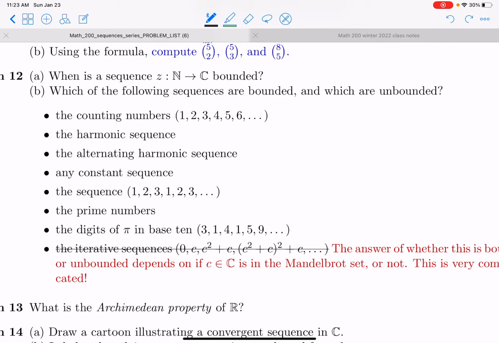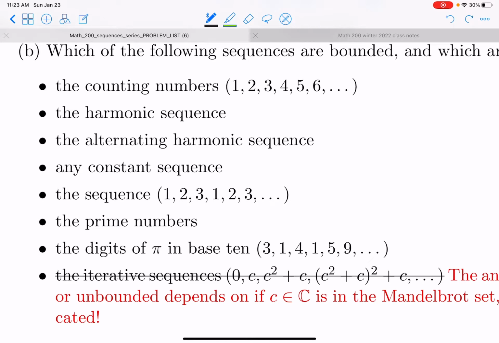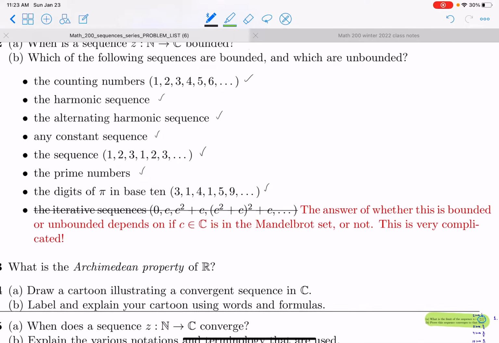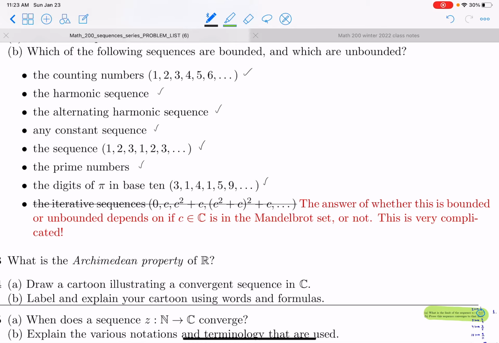Which of the following are bounded and which are unbounded? So this one is unbounded, bounded, bounded, bounded, bounded, unbounded, bounded. And then this one I deleted because the question of whether it's bounded or unbounded is extremely complicated. It depends on whether this number C was chosen in the Mandelbrot set or not, or where it was in the Mandelbrot set. And so I deleted that problem.